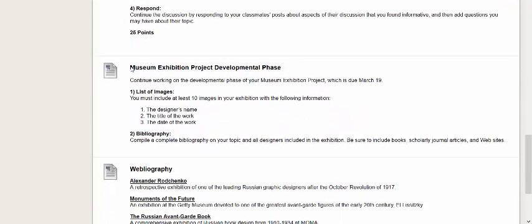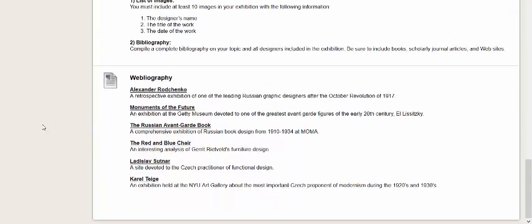You'll continue to be working on your museum exhibition developmental phase, which is due March 19th. You should be compiling a list of images. You have to have at least 10 images, but I'm sure you'll end up with a lot more than that. And then work on compiling a complete bibliography. You need to have a number of works, including books, scholarly journal articles, and websites.